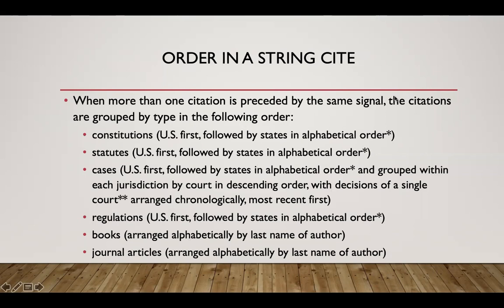For regulations, U.S. first, followed by states in alphabetical order. For books, arranged alphabetically by the last name of author. And for journal articles, arranged alphabetically by the last name of author.